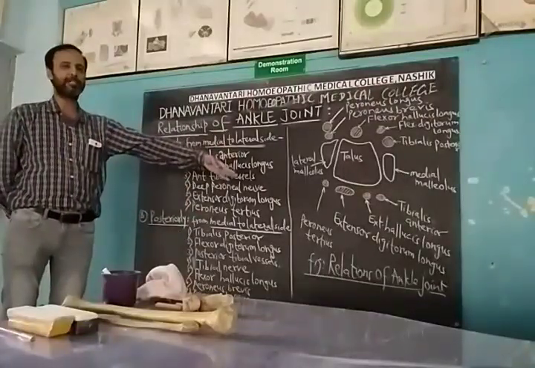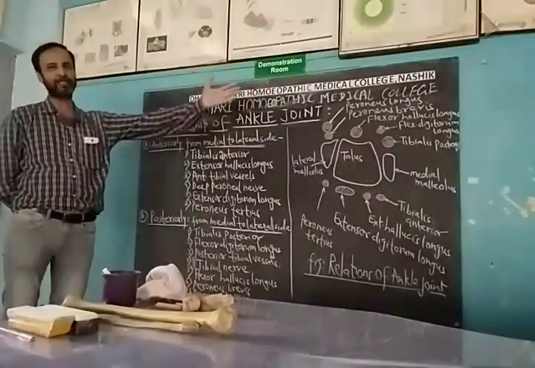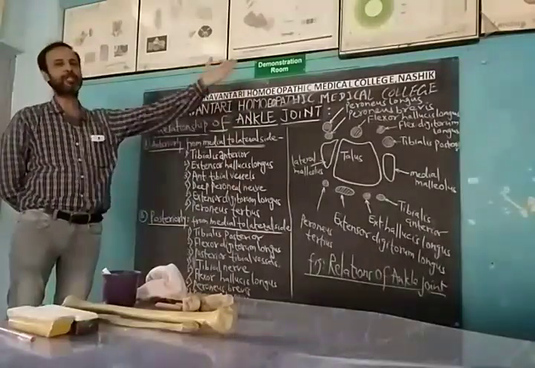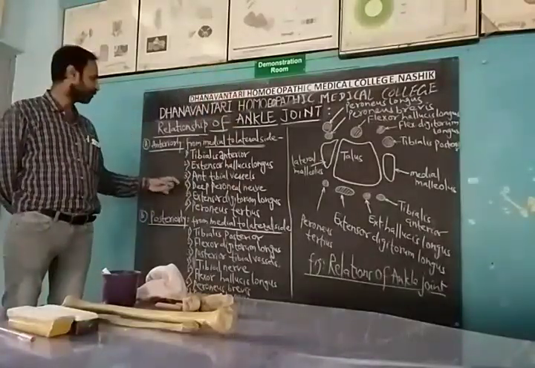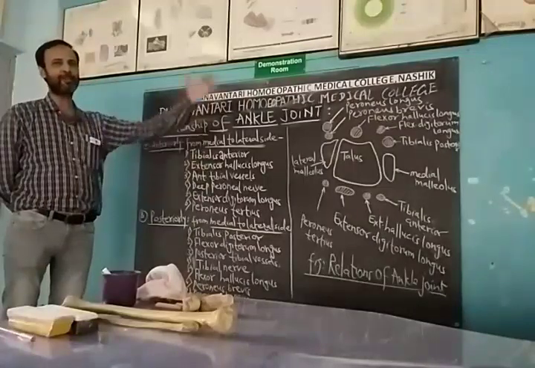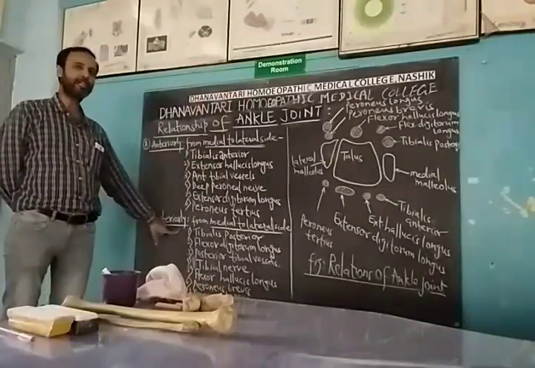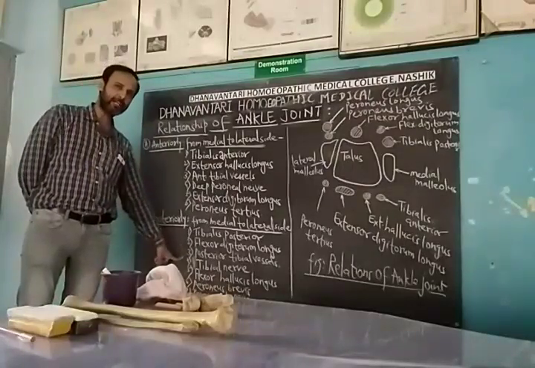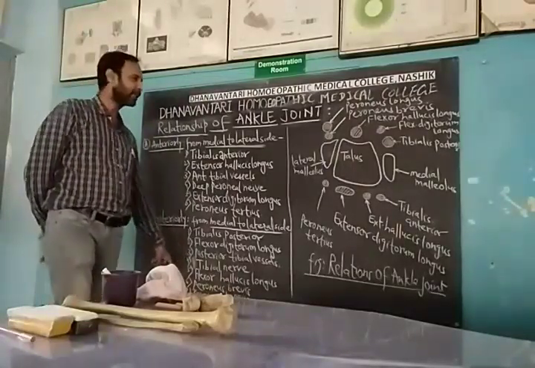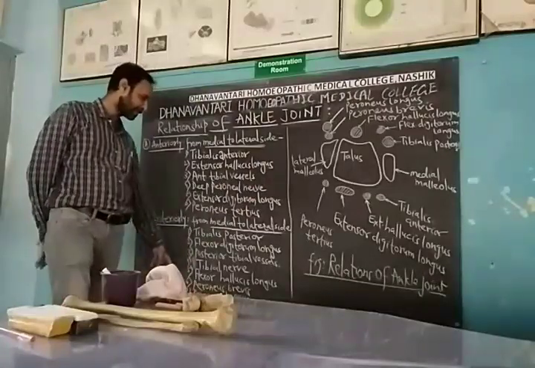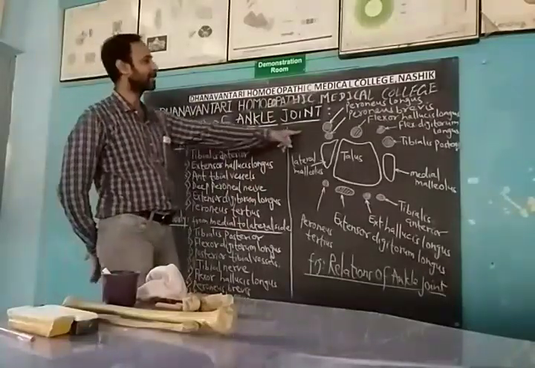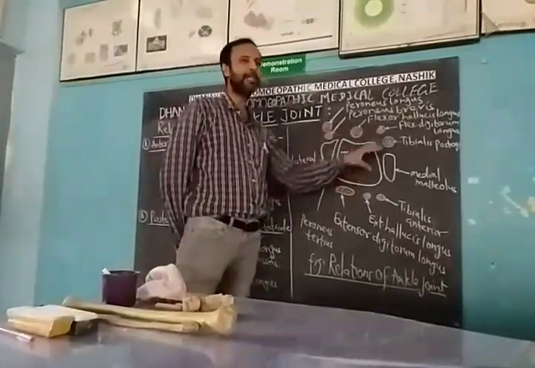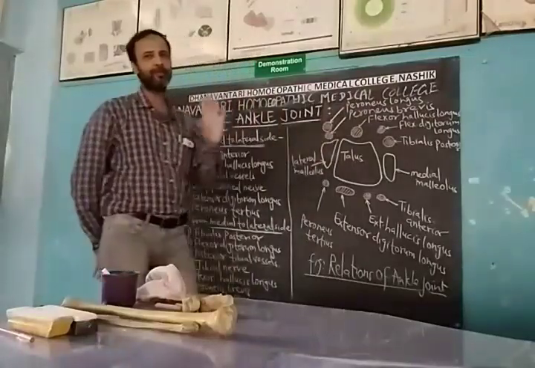So anterior is the anterior tibial vessels, posterior is the posterior tibial vessels, anterior is the deep peroneal nerve, and posterior is the tibial nerve. Clear. So therefore, four tendons anteriorly, five tendons posteriorly. Posteriorly, the tendons are tibialis posterior, flexor digitorum longus, flexor hallucis longus, then the peroneus brevis and peroneus longus. So these are the five tendons, as clearly shown in the diagram. Very simple what you have to remember.